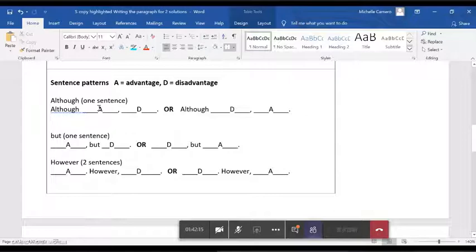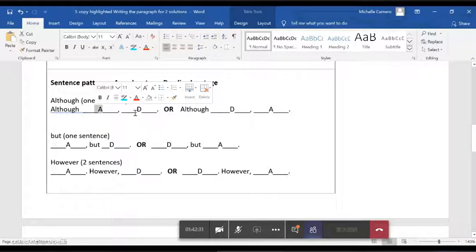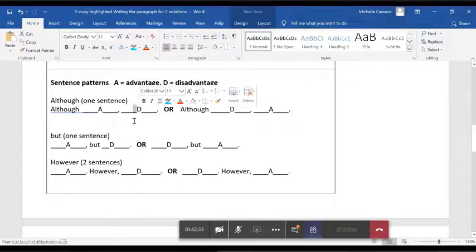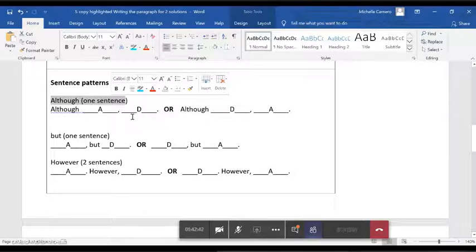But you don't have to. You don't have to put the advantage first. Like you can see right here, we put the disadvantage first. So although, disadvantage, comma, and then advantage. Again, you will need SVO here and here, but I'm just trying to tell you where the advantage and the disadvantage will go in the sentence. Okay, so you use although to give the advantage and disadvantage. You put although at the beginning of the sentence, and you put advantage and disadvantage together in one sentence.